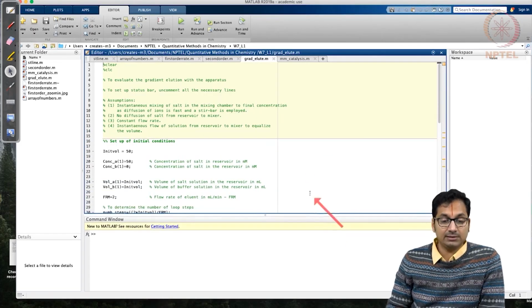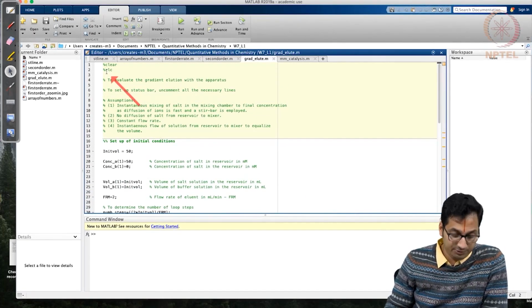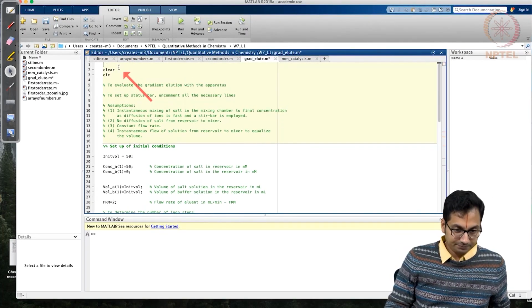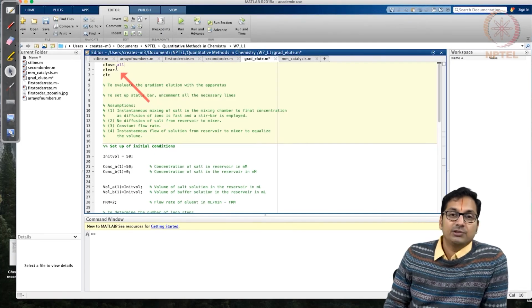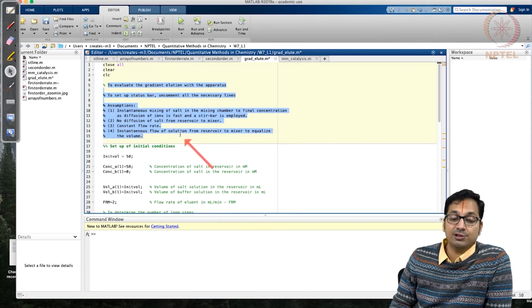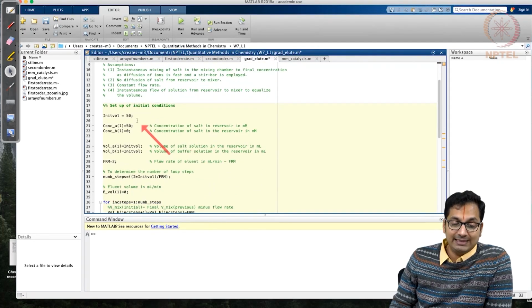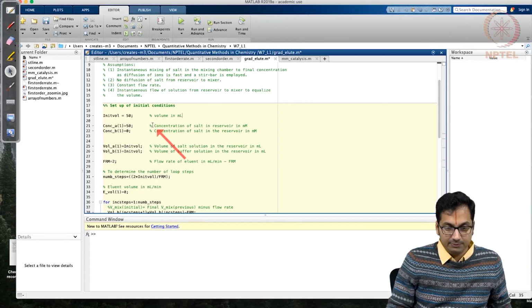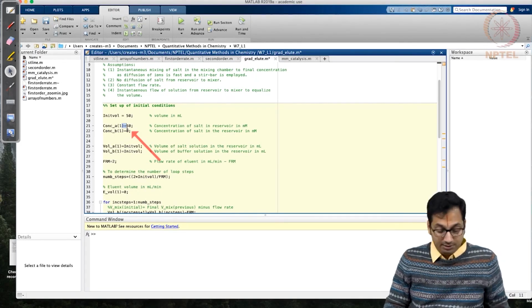If you realize, this is a simulation that is written with a lot of inputs or information as comments. You'll always start with close all so as to close any figures that might have been opened. Clear cleans up any variable in the workspace, and clc cleans up anything in the terminal. If you see here, the assumptions are also written, and you are able to see a section where initial conditions are set up. I'm putting the initial volume to 50, volume in ml, and then the concentration we agreed is 1 molar.